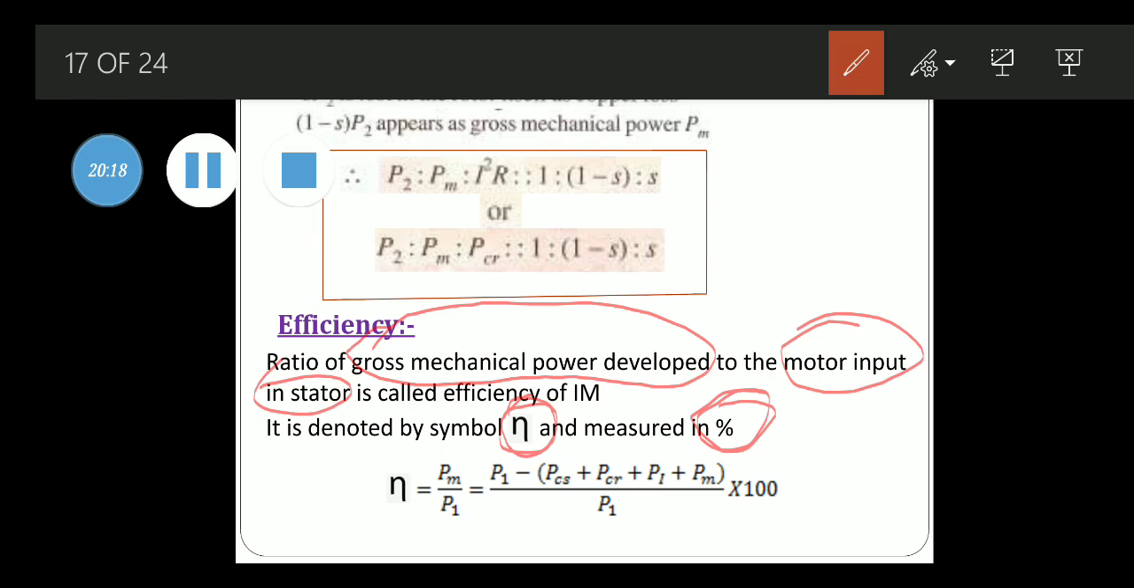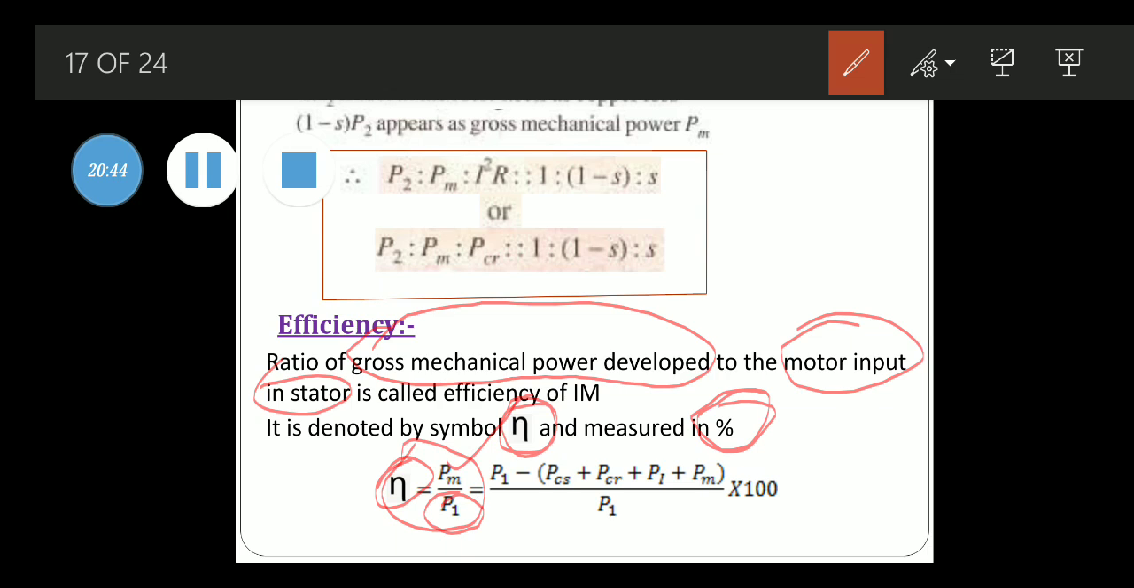Then mathematically the efficiency of induction motor is given as efficiency equals Pm divided by P1, where Pm is the gross mechanical power developed in the rotor, and P1 is the input to the stator. So this ratio gives the efficiency.